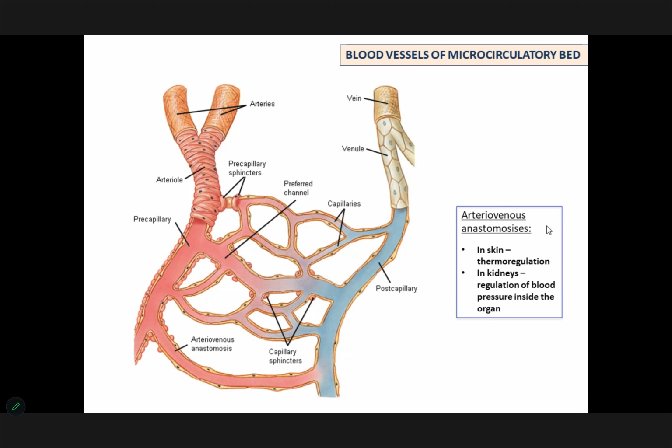Another example of location of arteriovenous anastomosis. There, they serve to regulate the blood pressure. If the blood pressure becomes too high, in order to save the fragile capillaries in the nephrons, the excessive blood will go not into these capillaries, which can rupture if the pressure is too high, but directly from arteriole to the venule to save the capillaries. Regulation of blood pressure inside the kidney.